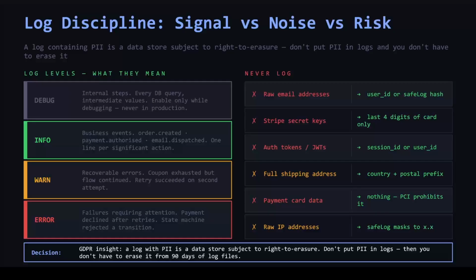The GDPR insight. If a user requests erasure and their email address is in 90 days of log files, you have a compliance problem. If you don't put PII in your logs, you don't have to erase it from your logs. The logs are fully useful without raw PII. It's a design decision that eliminates a compliance obligation.